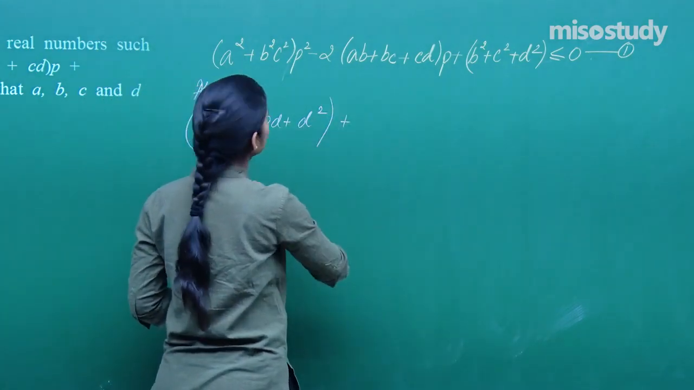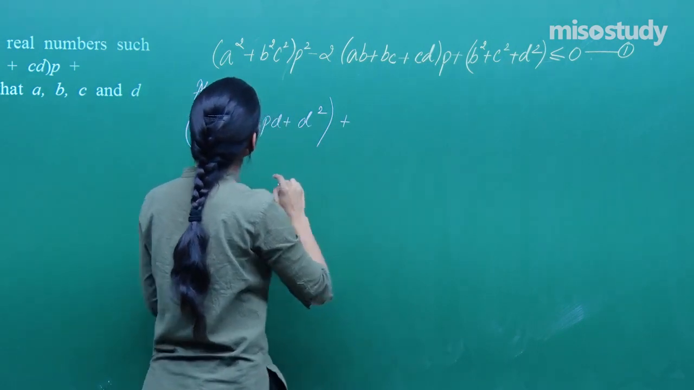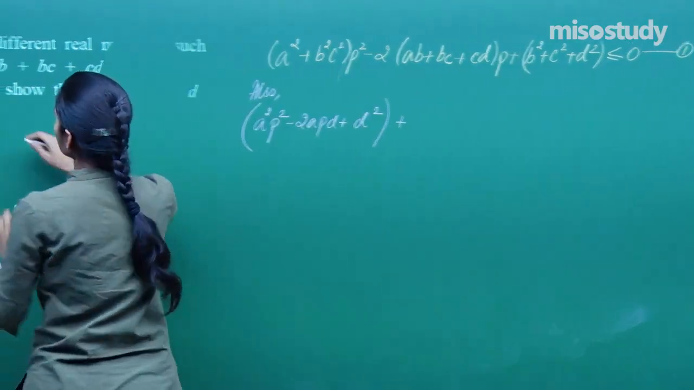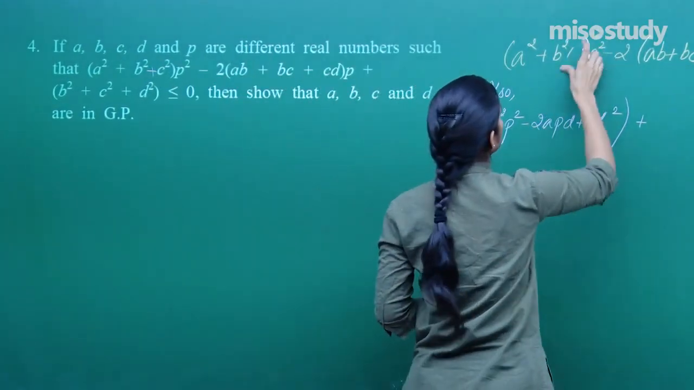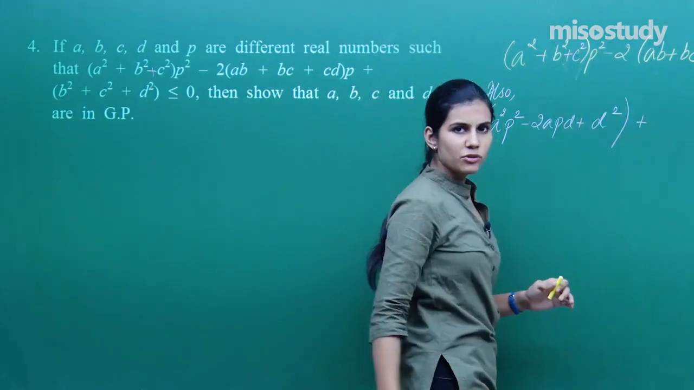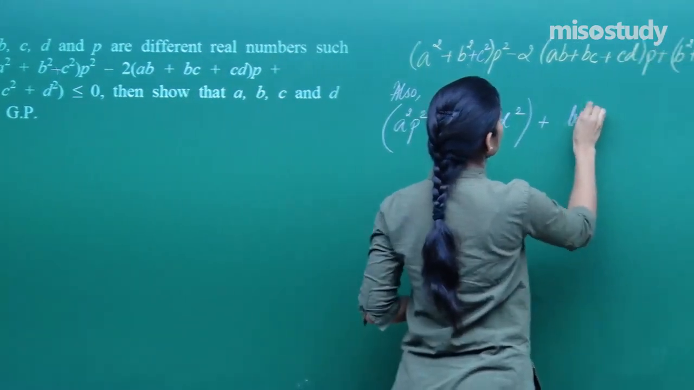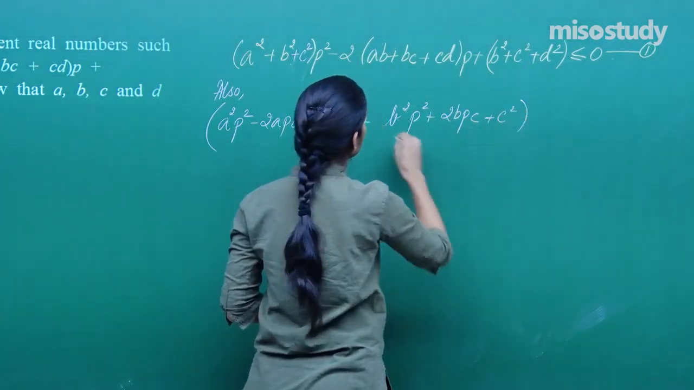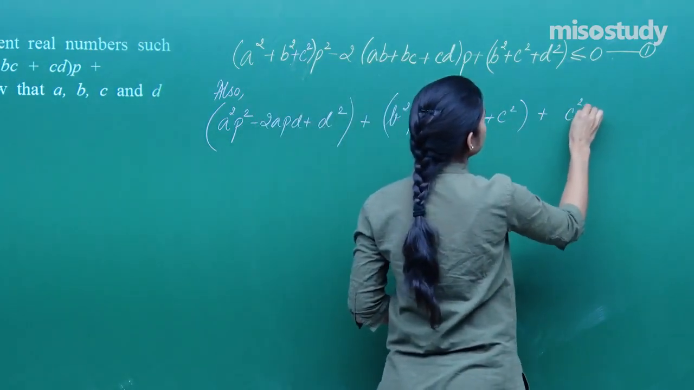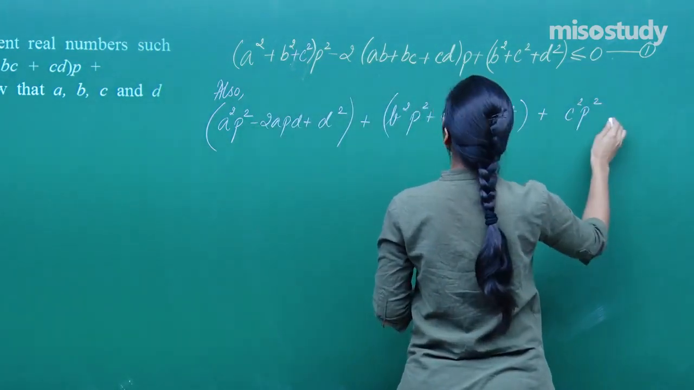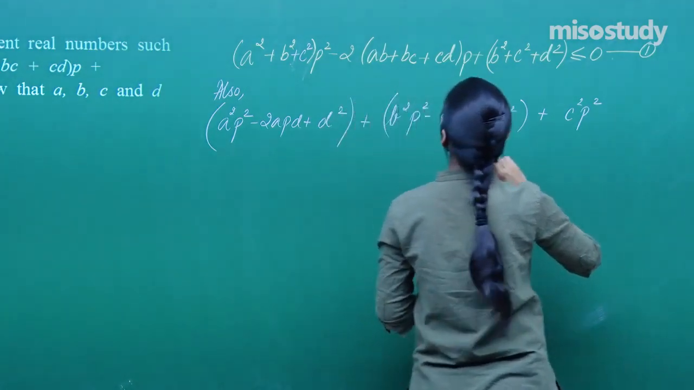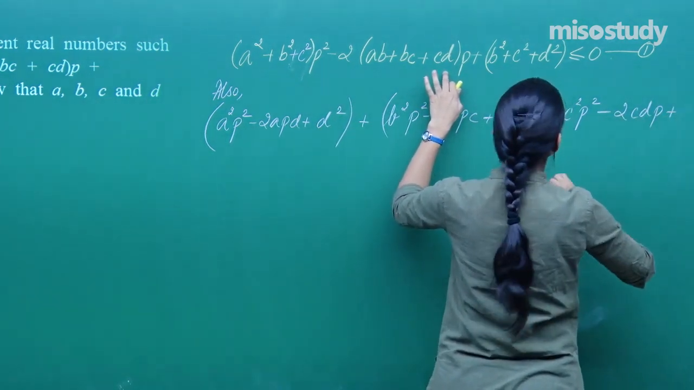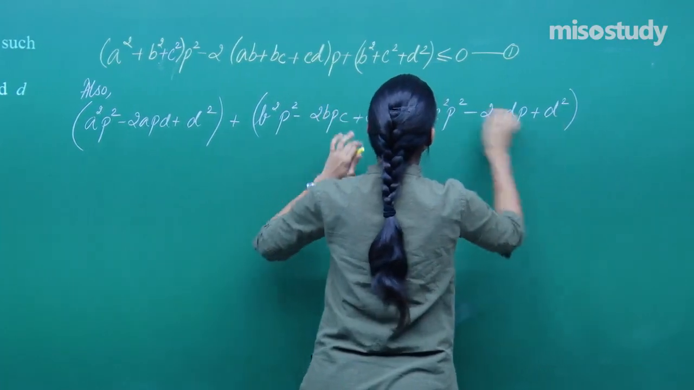A square P square minus 2APB plus B square. Next you have what? Here you have A square plus B square plus C square, so keep it as plus C square. Then you have plus B square P square minus 2BPC plus C square. Then you have plus C square P square minus 2CDP plus D square.